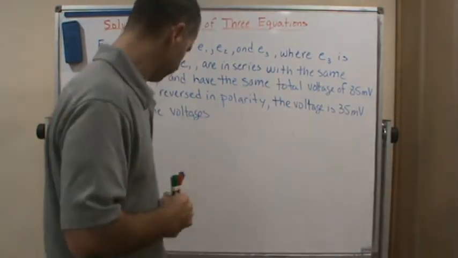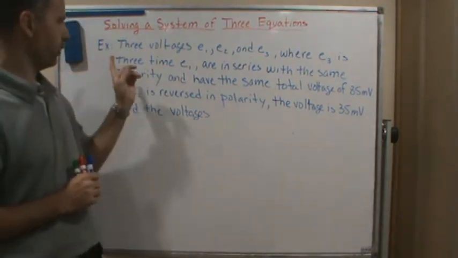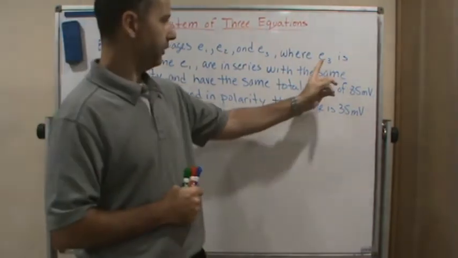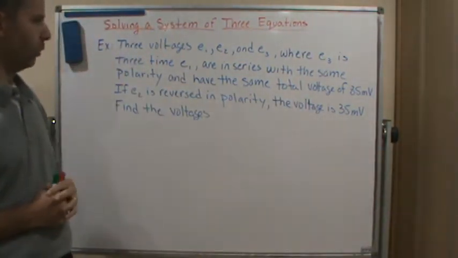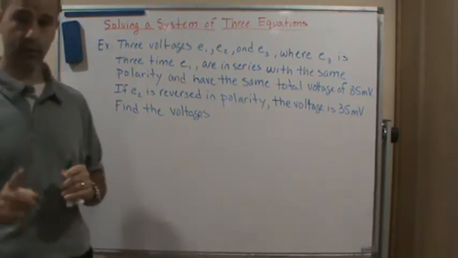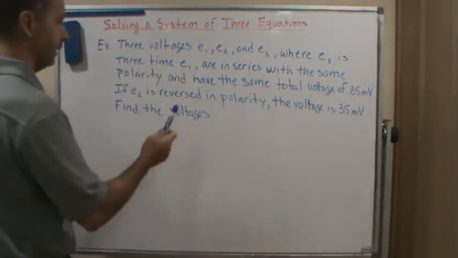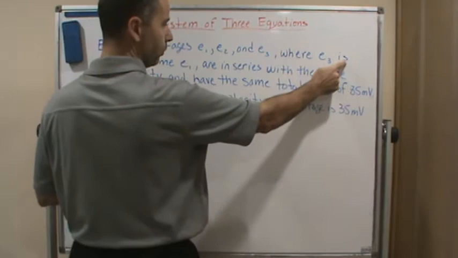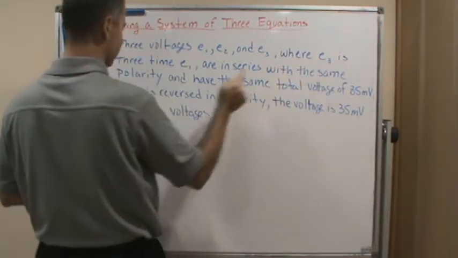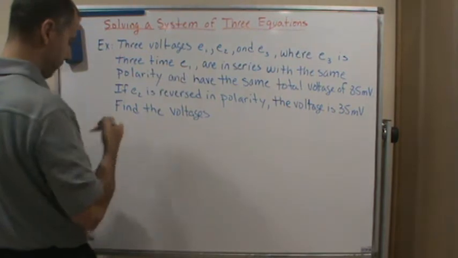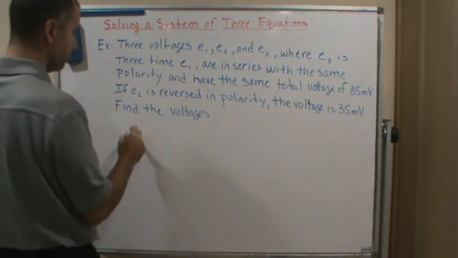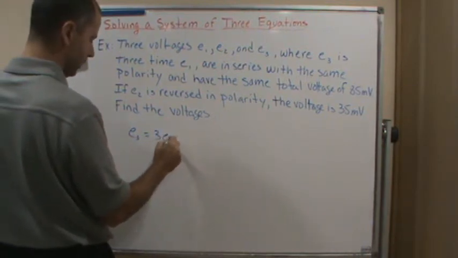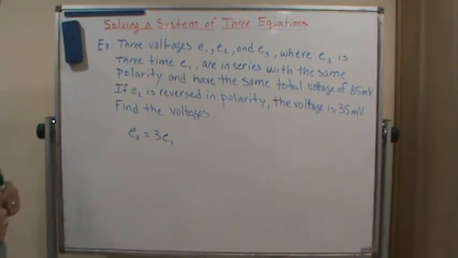Okay, so let's start. In this problem it says there are three voltages, E1, E2, and E3, where E3 is 3 times E1. Okay, there's our first equation. It says E3 is 3 times E1. Is means equals, so E3 equals 3 times E1. So that means we have this one: E3 equals 3 times E1. So there's one equation that they give us.